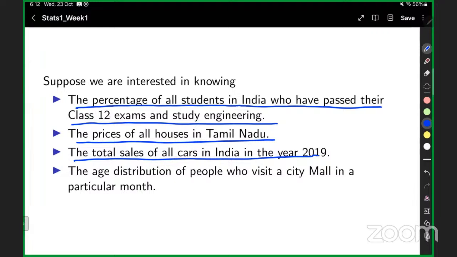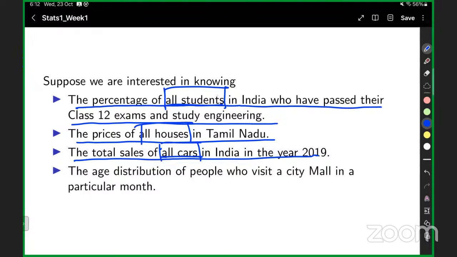All the students in India who have passed their class 12th, all houses in Tamil Nadu, all cars in India. Then the age distribution of people who visit a city mall in a particular month. Here "all" is not written, but this also we're talking about some kind of population. So that's our study of interest.